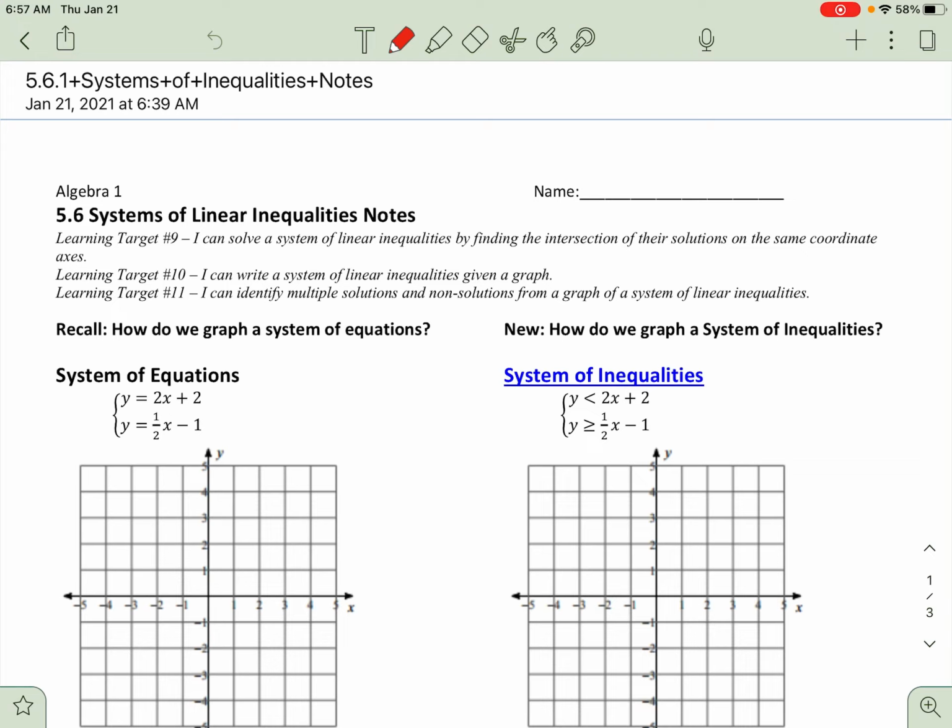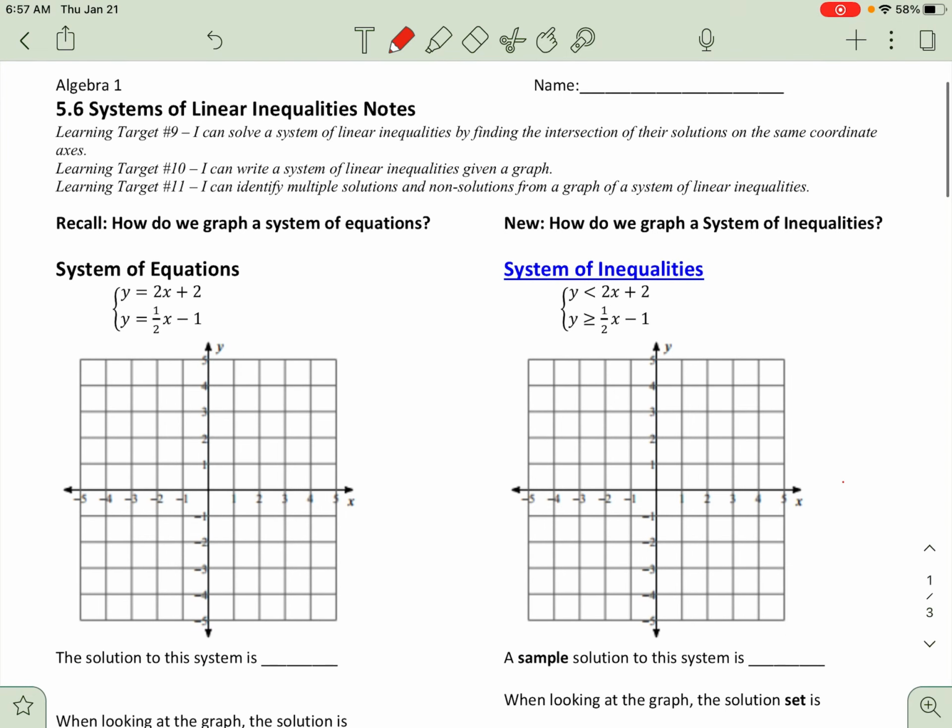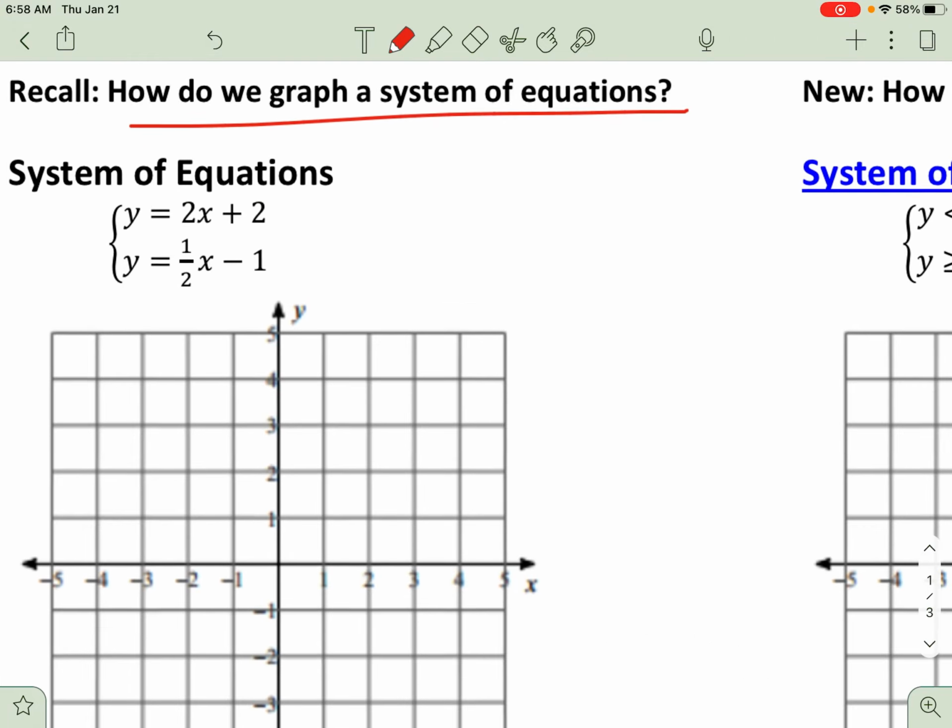We are going to look at inequality systems today. Now, inequality systems are probably easiest just to use Desmos, but you can also use elimination and substitution method. But we're just primarily going to look at it using Desmos. So, first I want you to recall, how do we graph a system of equations?